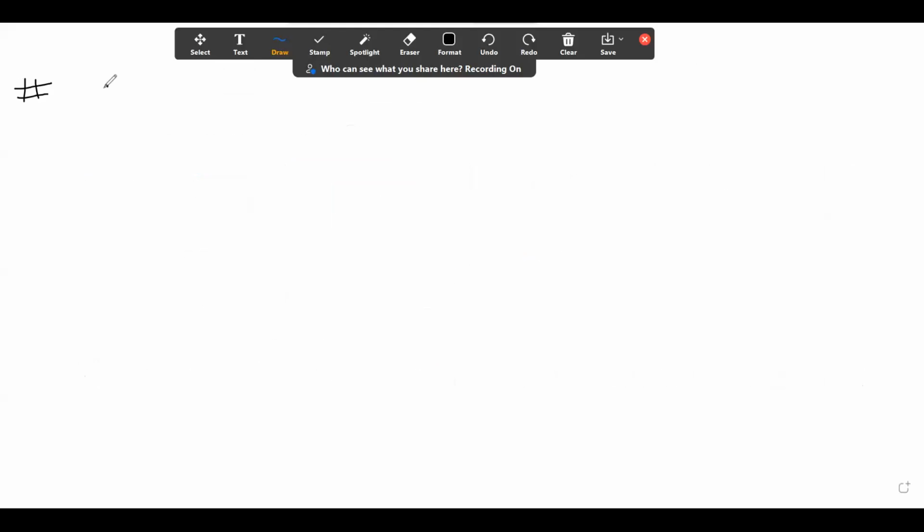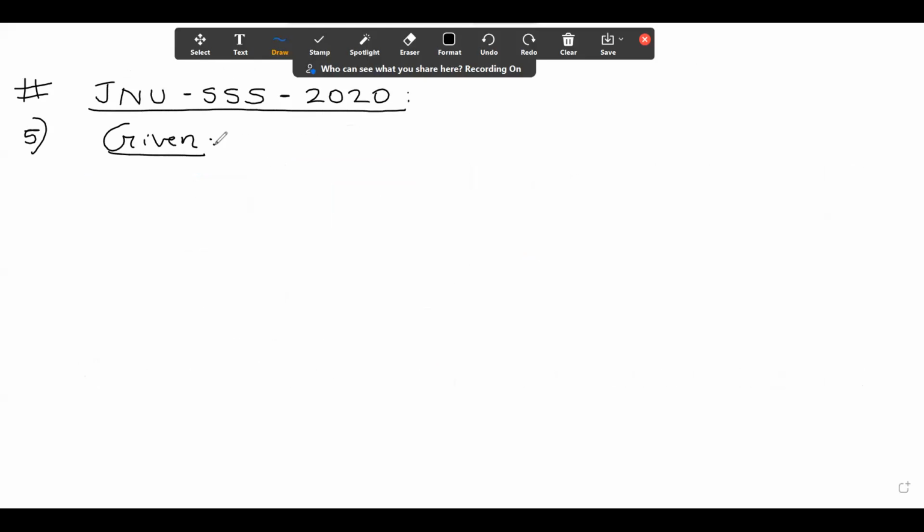So we continue with our discussion of the JNU School of Social Sciences paper for 2020 for the MA Economics course. And in this lecture, we are starting with the discussion from question 5 onwards. So quickly writing what is given to us, we are given the demand function. The demand function is QD equals 35,000 minus 5P.